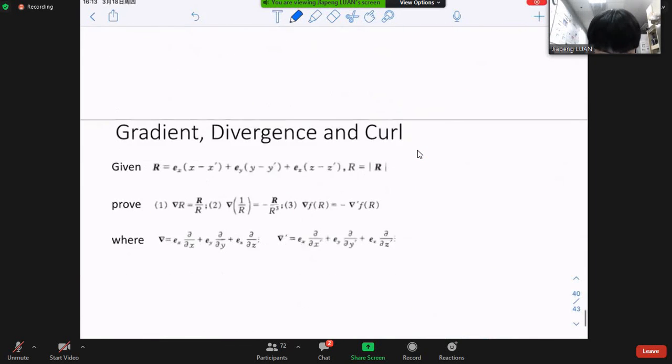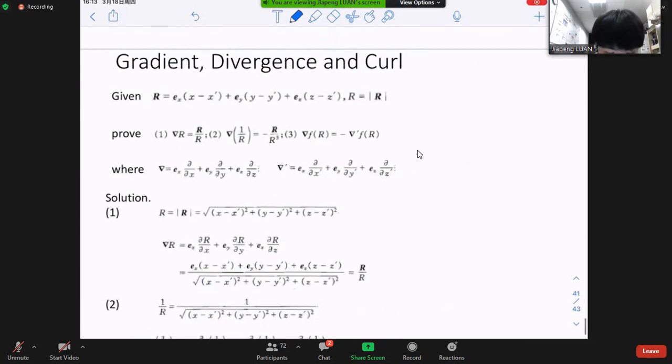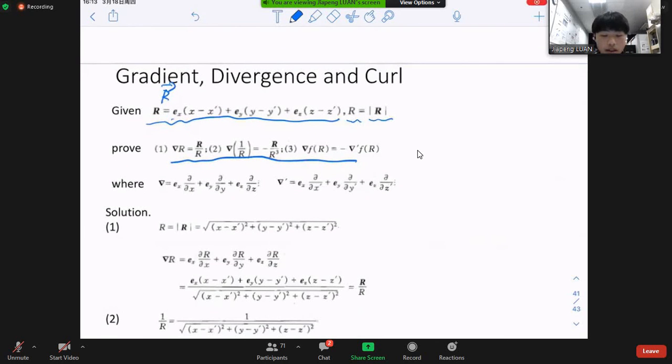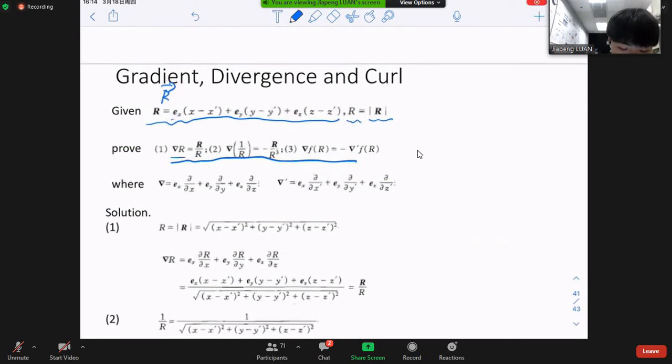And then the last question is that given this vector field R, also the EX, EY, EZ here are IJK, and the norm of this vector R is a light R, and he wants you to prove these 3 equations. So again, you just do step by step, like how to calculate this gradient.